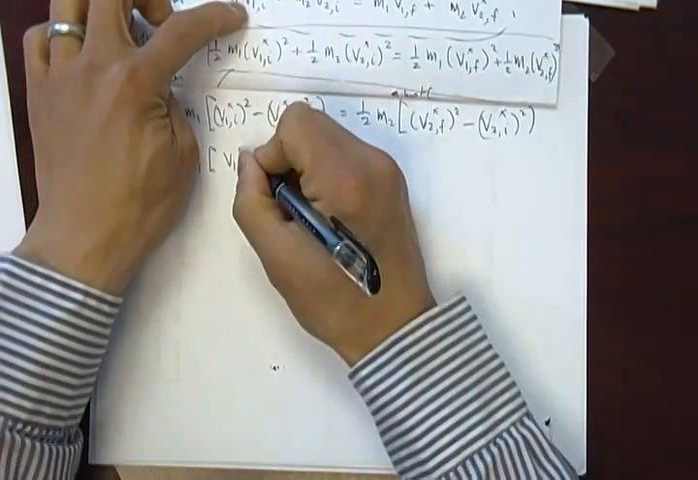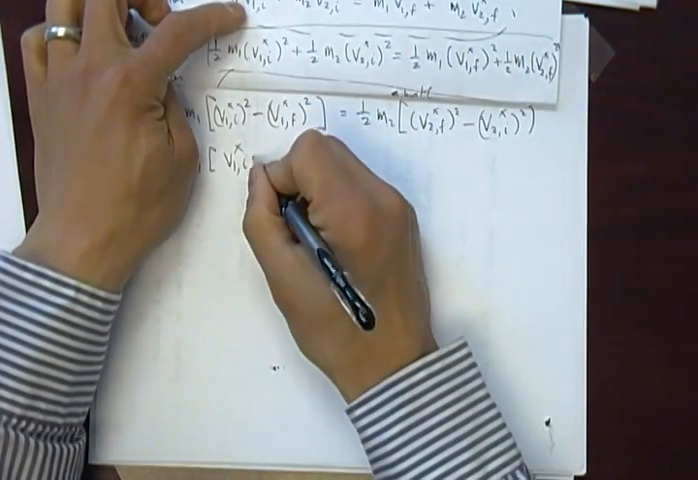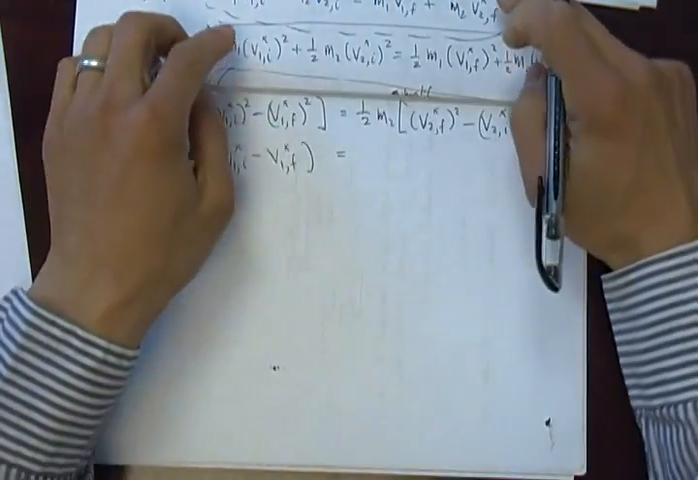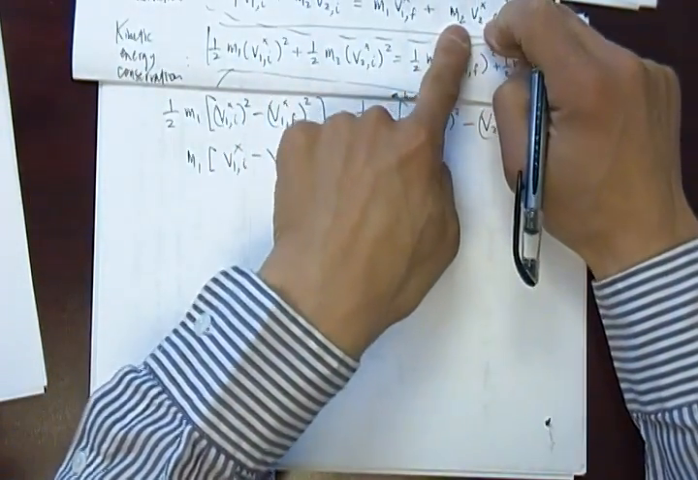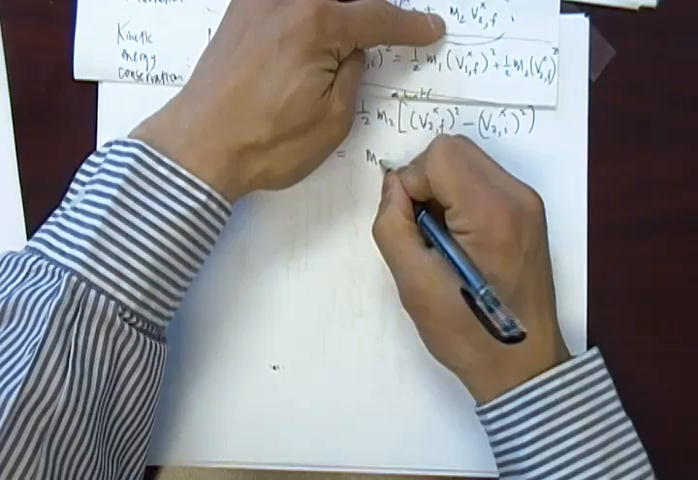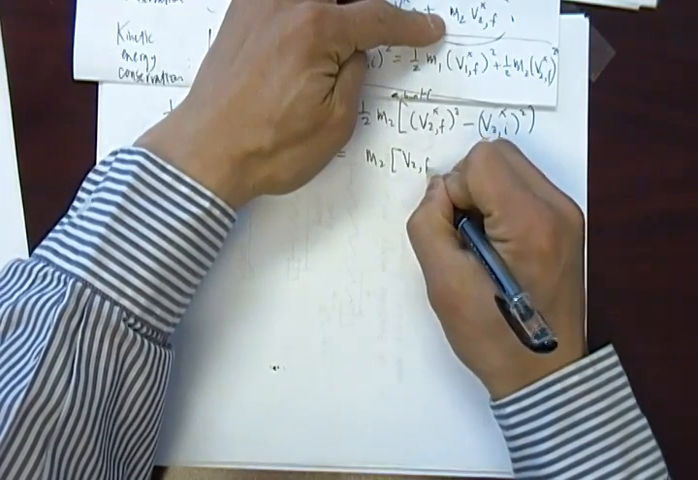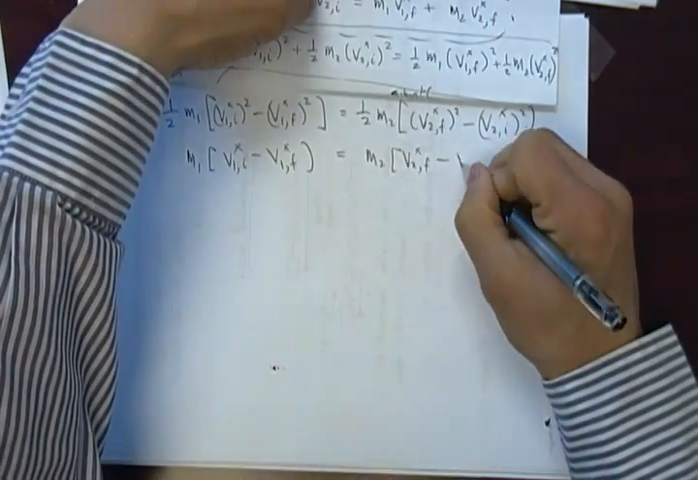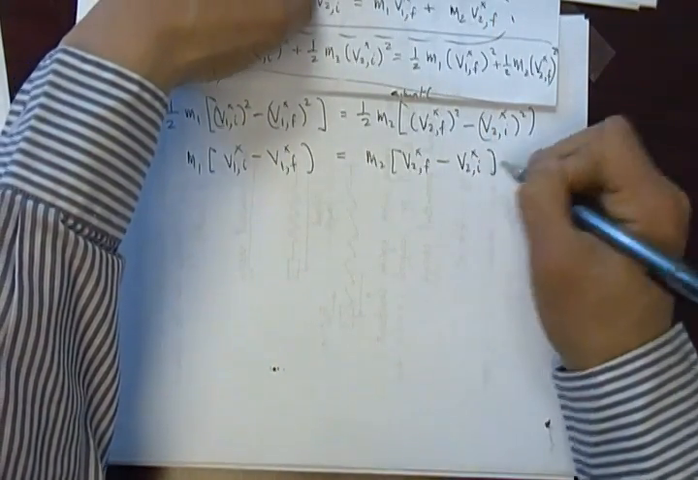v1 here, x. This guy comes over, so it would be minus v1 fx, like that. And then I'll put the m2s over here, so I'll have m2 v2 fx minus the guy coming over here has v2 ix.